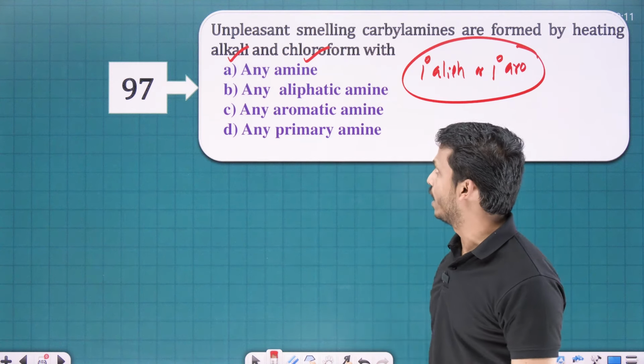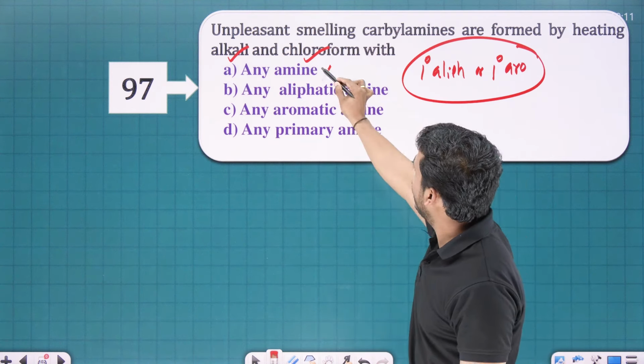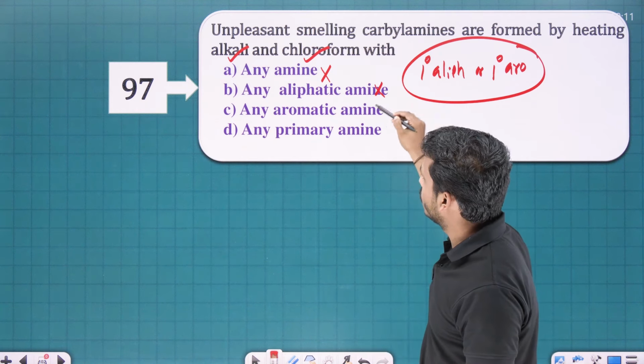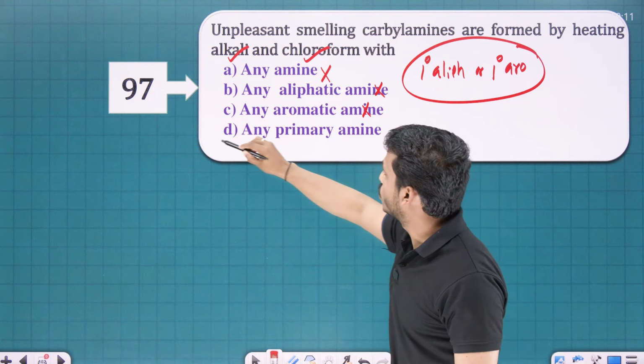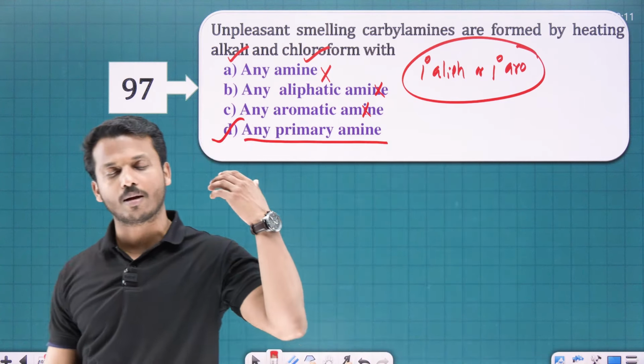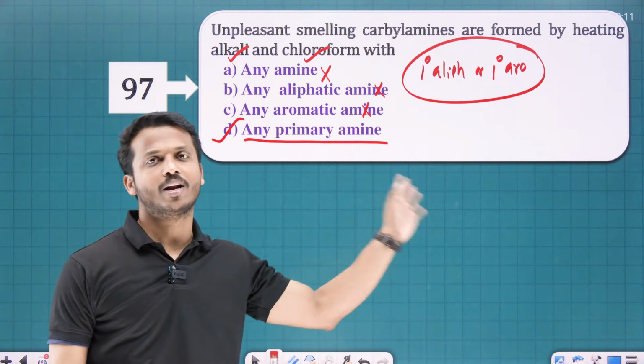Foul smelling isocyanide. So what is that? Any amine is not possible. Any aliphatic amine is not possible. Any aromatic amine is not possible. It should be a primary amine, which means it can be primary aromatic or primary aliphatic.